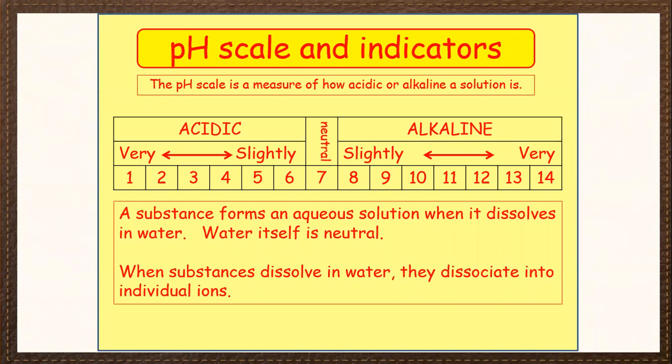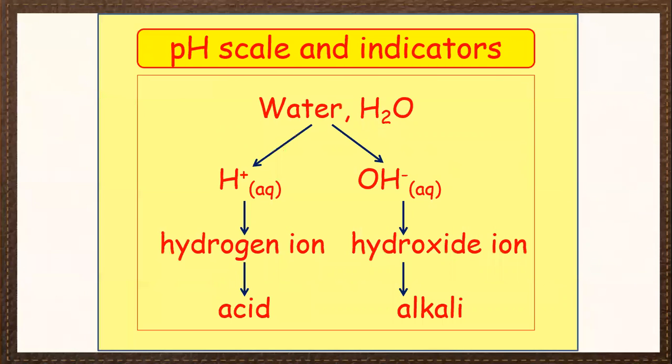Here, all substances form an aqueous solution when they dissolve in water. Water itself is neutral. When substances dissolve in water, they dissociate into individual ions. Water dissociates into H+ aqueous and OH- aqueous. H+ is hydrogen ion, OH- is hydroxide ion. H+ is acid, hydroxide ion is alkali.